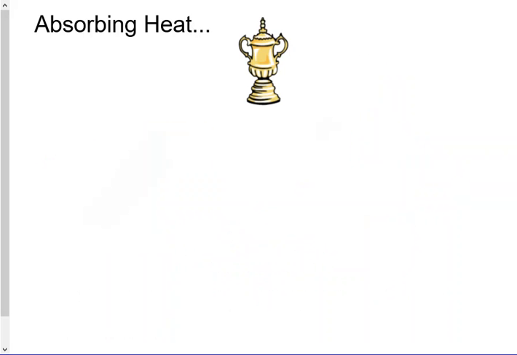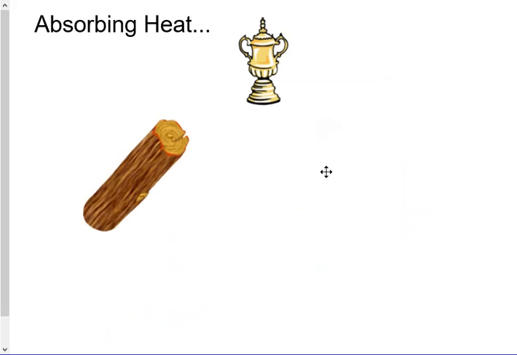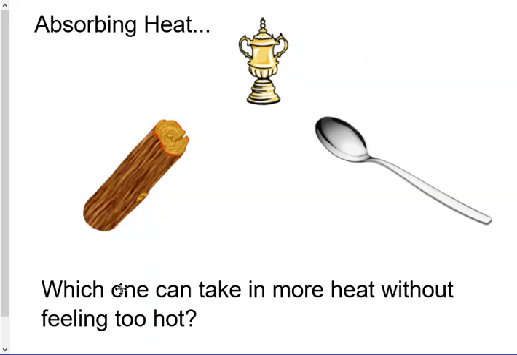When we're talking of absorbing heat, who would be the winner? Wood or metal? Now think back to our water example. With our water example, it was which one can absorb more water without feeling too wet. Same deal. So when we're talking about a good absorber for heat, it's not which one will get hotter faster, it's which one can take in more heat without feeling too hot. So which one can absorb more heat.